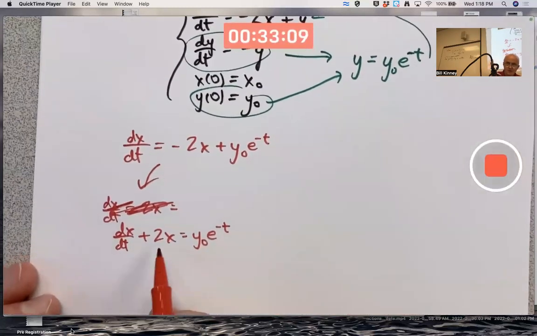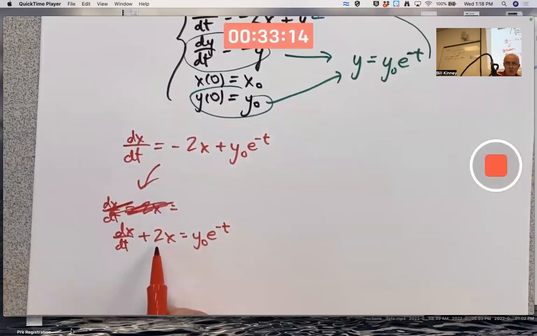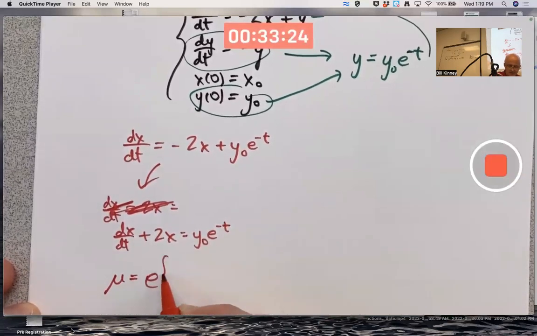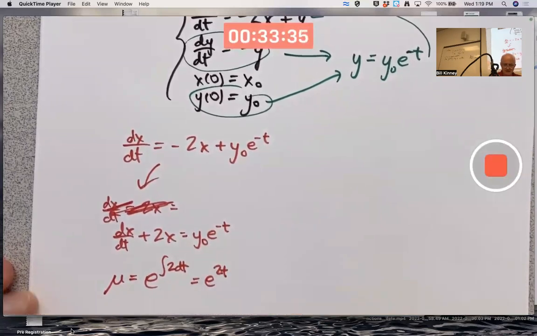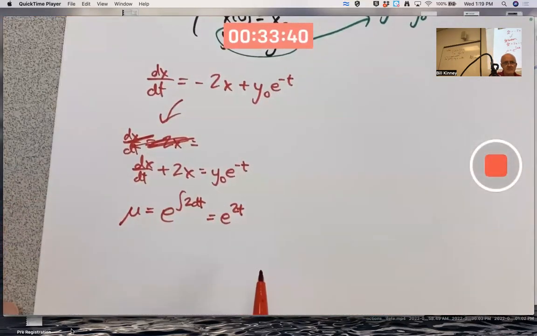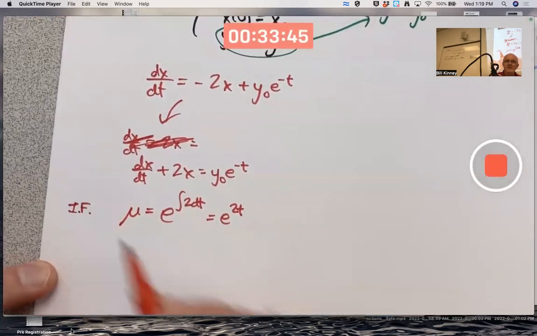And for the integrating factor, you take whatever the coefficient of x is. In this case, it's a constant, 2. It doesn't have to be a constant, but it often is. The integrating factor, mu, is e to the integral of whatever that function is. That's a constant function in this case. So the integrating factor is e to the 2t. You don't need to put a plus c up there because you can always take c to be 0. That's the integrating factor, IF, for integrating factor.